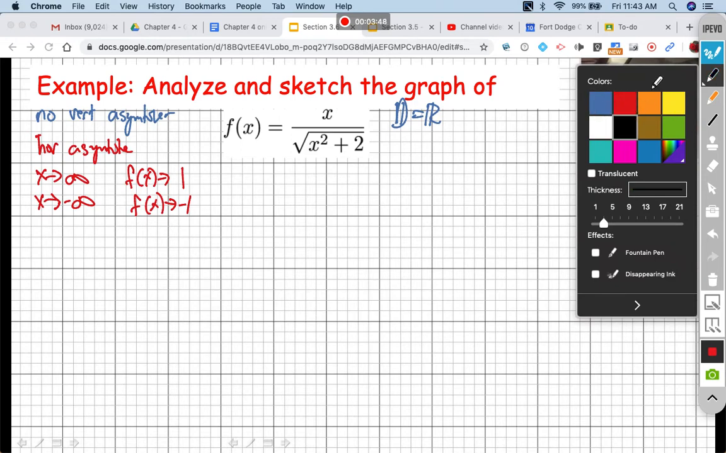So, next let's look for zeros, my x-intercepts. I'm going to get that where x equals 0. So that's going to be the point 0, 0. This is also going to be my y-intercept, the point 0, 0. I'm not going to have any other x-intercepts on this one.